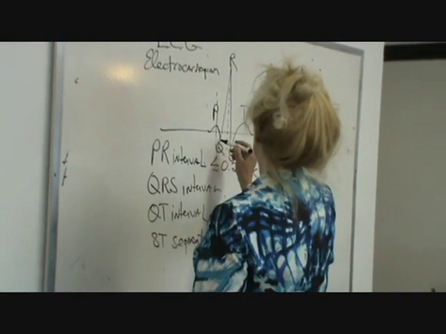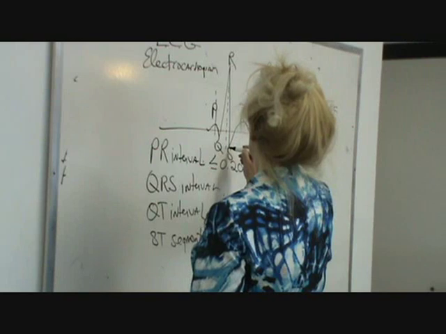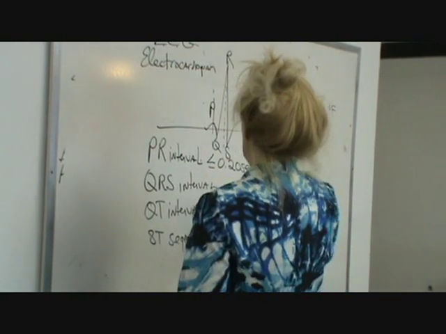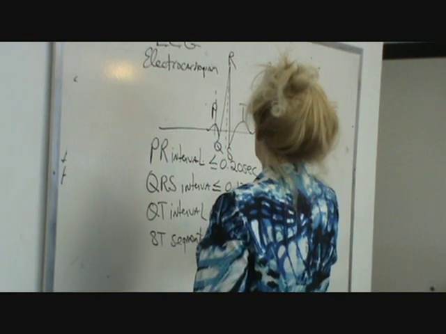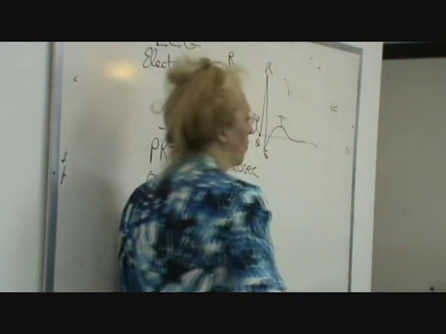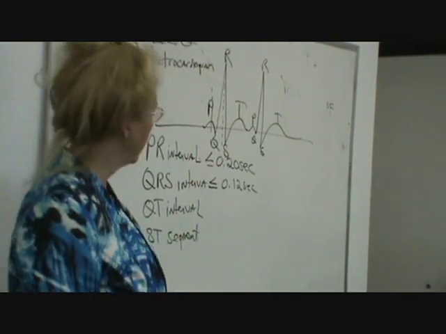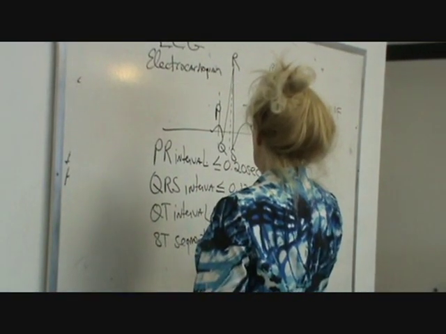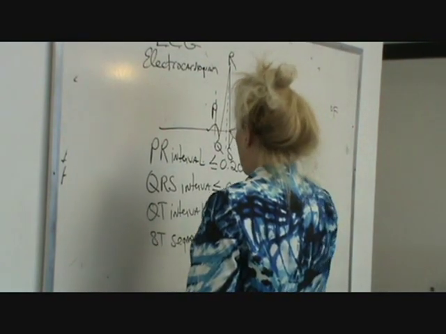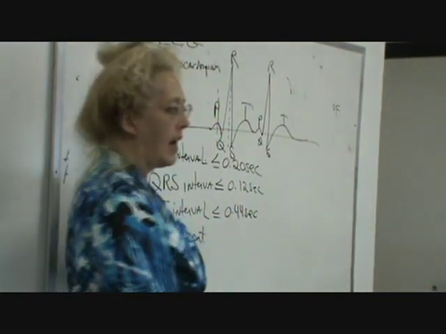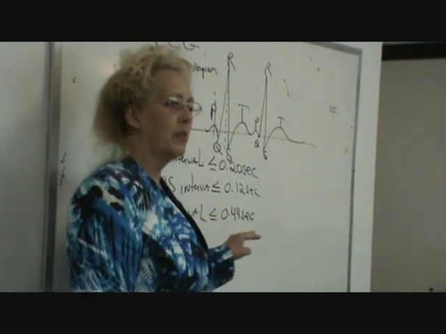If I measure the QRS, which is from the apex of the Q to the S, it should be pretty much less than or equal to 0.12 seconds. Some hospitals will say 0.10 seconds. A QT interval should be less than or equal to 0.44 seconds. The ST segment, there's not really a measurement for this.